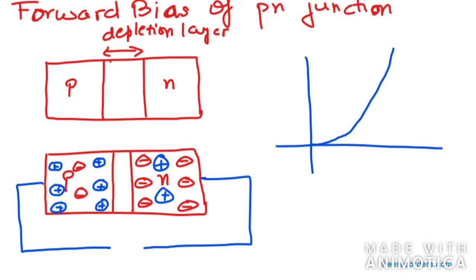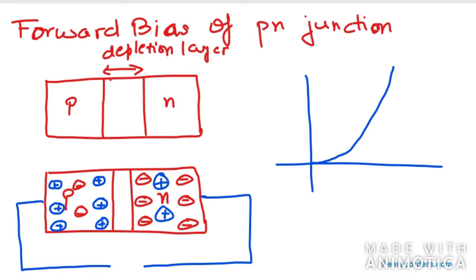So in this case, as you can see, I have already made a diagram for the PN junction. This is the PN junction formation, the simpler one, the above one. In that you can see that we have a depletion layer. So when we do forward biasing, we are connecting the P side to the positive pole of the battery.